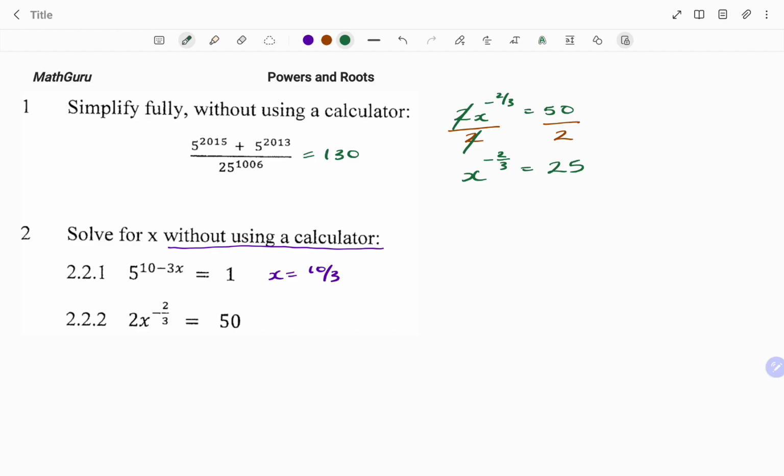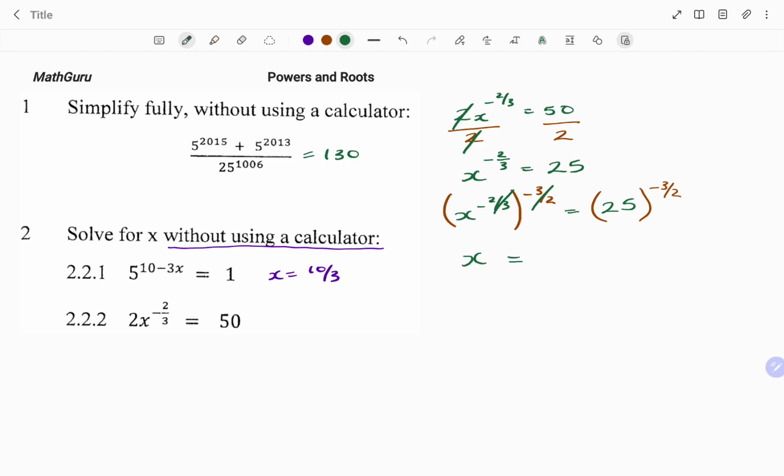So therefore, I have x to the power of negative 2 over 3. The inverse will be to raise that to the power of negative 3 over 2. The inverse is finding a value that will make the exponent 1. And whatever you do on your left, you do on your right. So I'm also going to raise the right hand side to the power of negative 3 over 2. So on my left hand side, this cancels and it becomes 1.